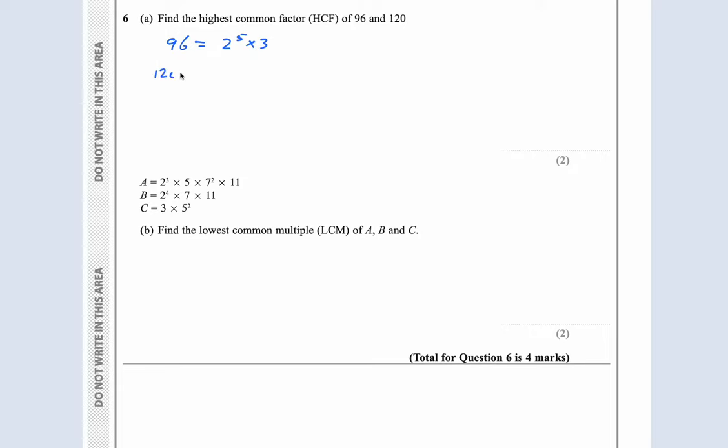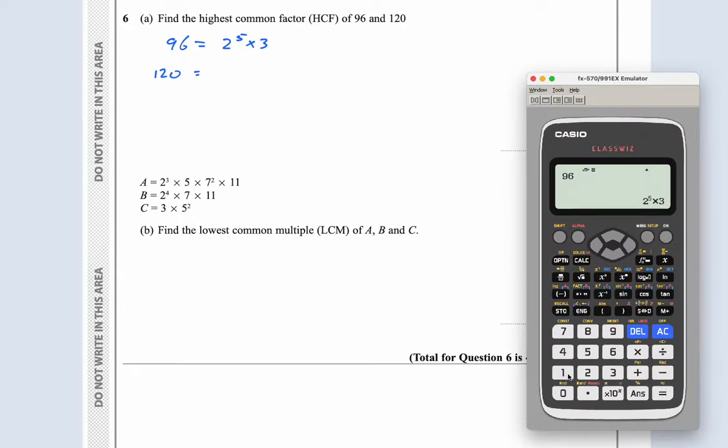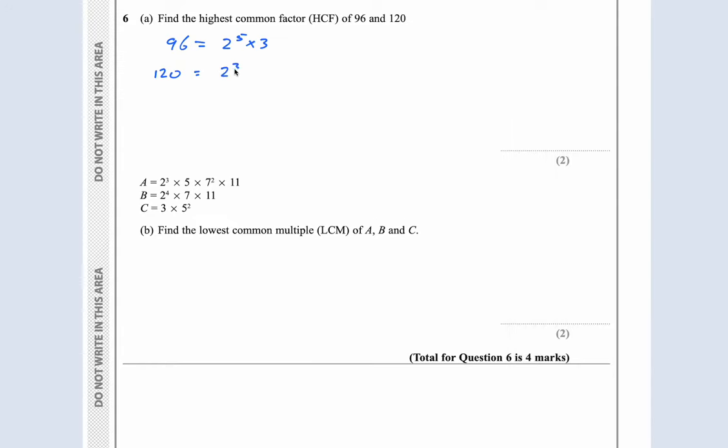120 equals 2 cubed times 3 times 5. And then I always like to draw my Venn diagram. So I draw my Venn diagram. This is for 96. This is for 120.